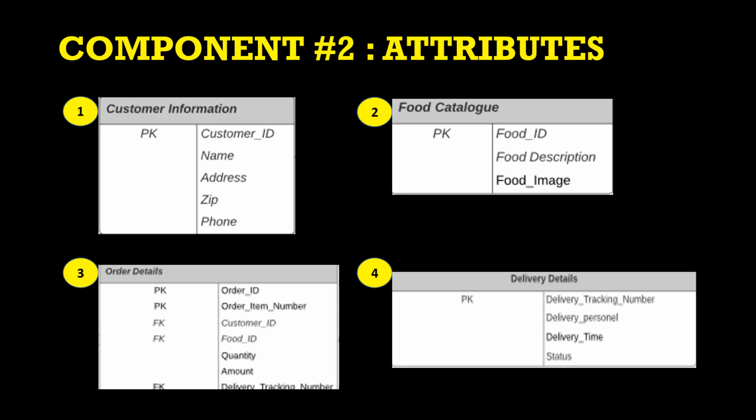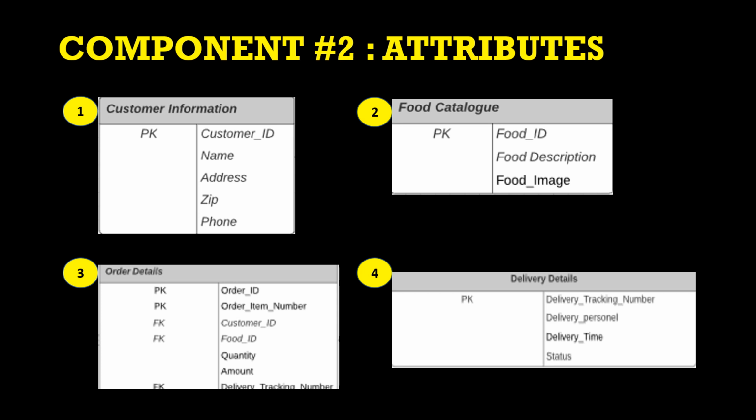As stated earlier, primary key is a unique value for each row and this will be used to identify the customer. For the second entity, list of food items available for home delivery, she includes a unique ID, that is food ID, its description and an image for the same.